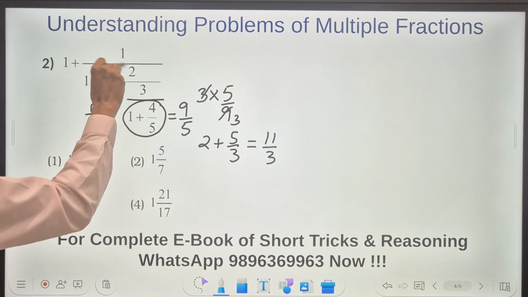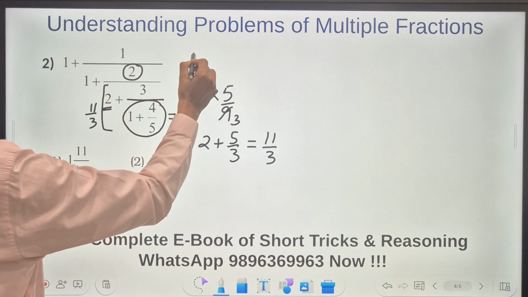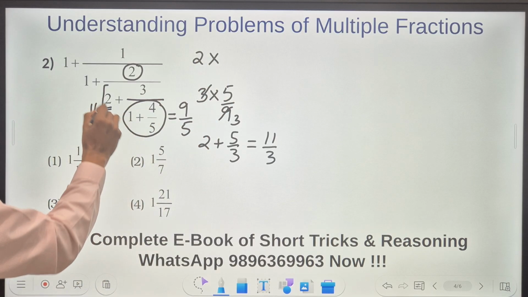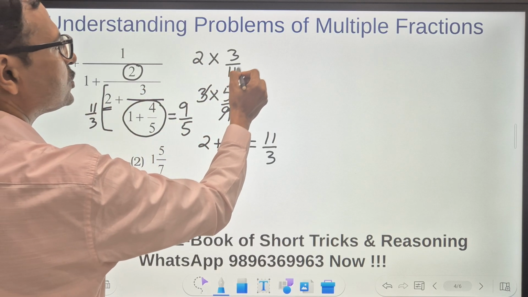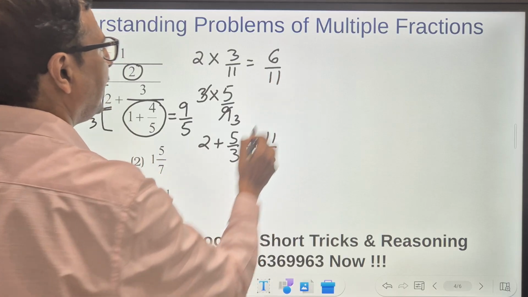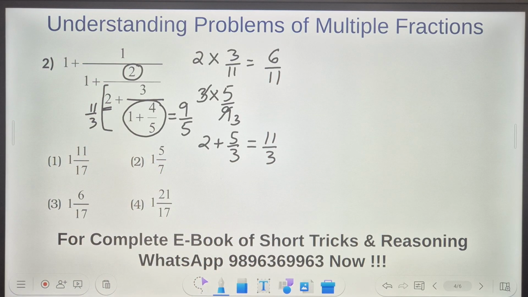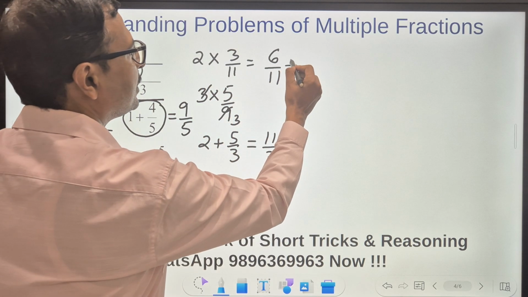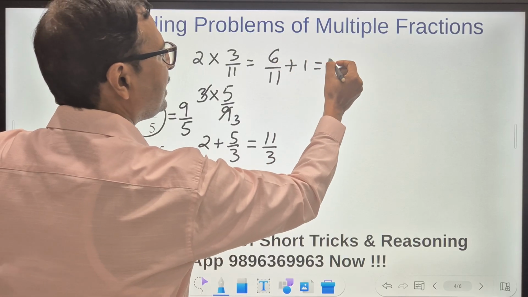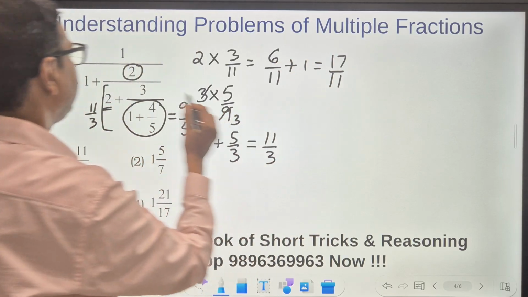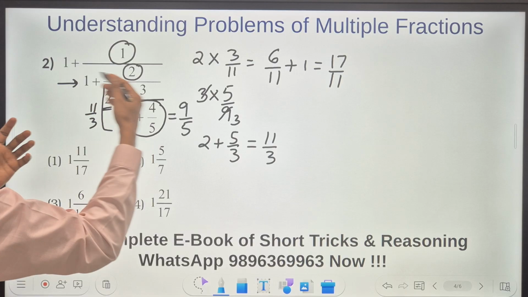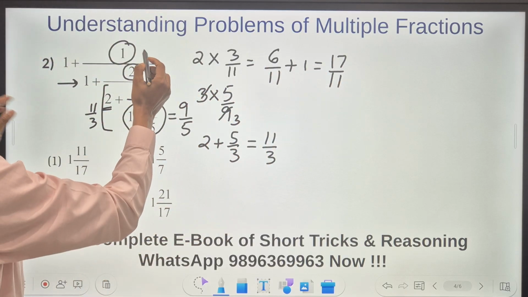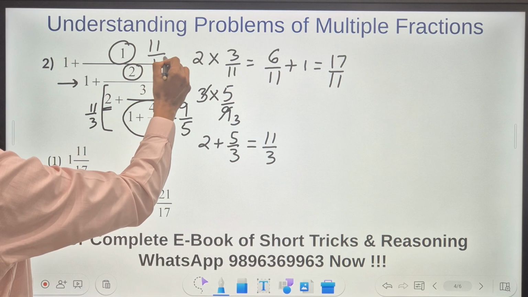Now again I have to flip it. Here I have a 2. So 2 times flip 11 by 3, you get 3 by 11. So this becomes 6 by 11. And after that it is very easy because I have to add 1, because adding 1 is very easy. 1 plus this number will give me 6 plus 11, 17 by 11, and then because I have a 1 here, this gets flipped again and becomes 11 by 17.